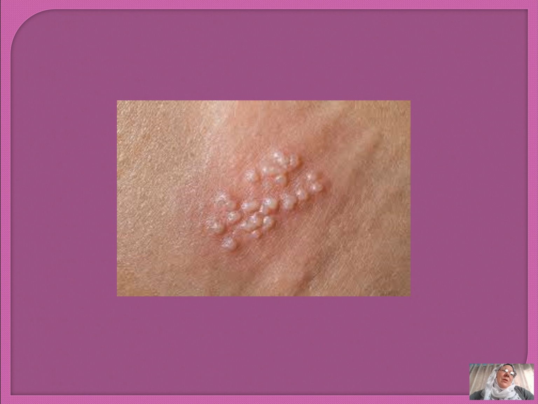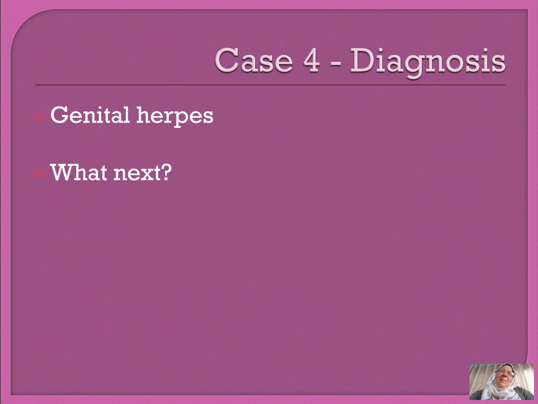What is the differential diagnosis? This patient has genital herpes. This is a clinical diagnosis. I told you before in the year 5. It's a clinical diagnosis. You can see it, and it is very painful. What next?